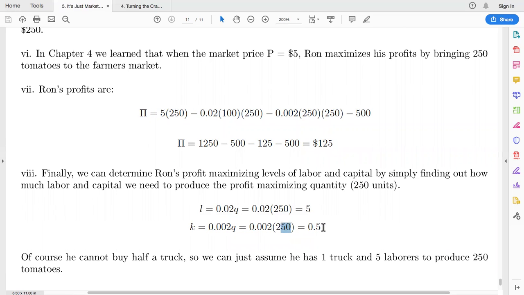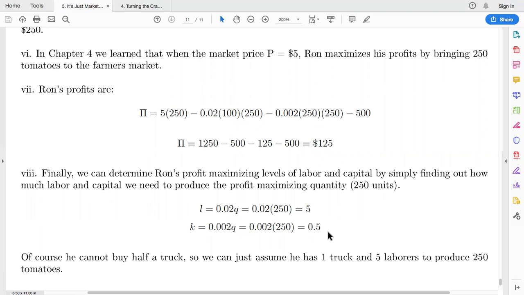Well, as we saw from this example, capital here is a truck. So we're going to assume that any positive amount of a truck means he needs 1 truck. So we're just going to round up and say that the profit maximizing amount of trucks he needs is 1 truck.